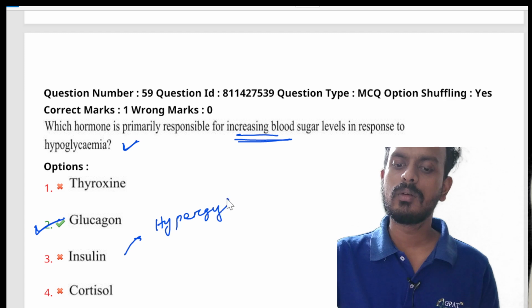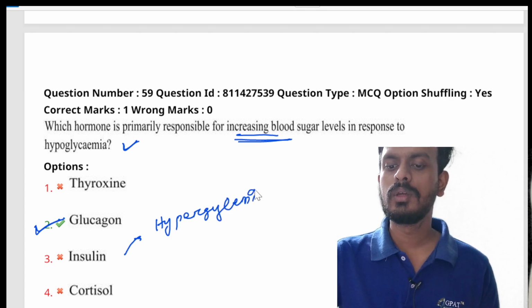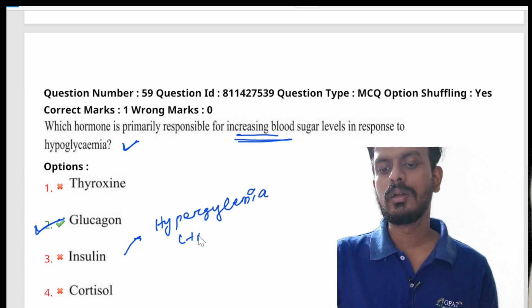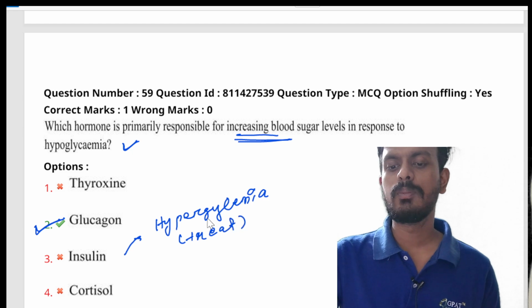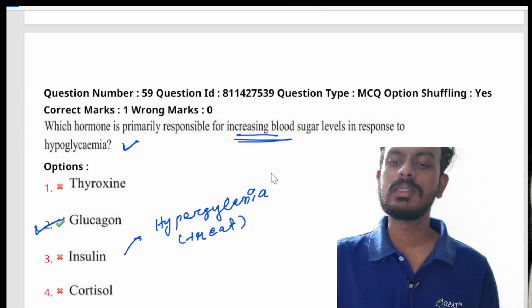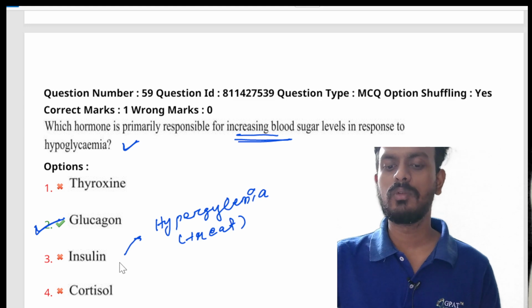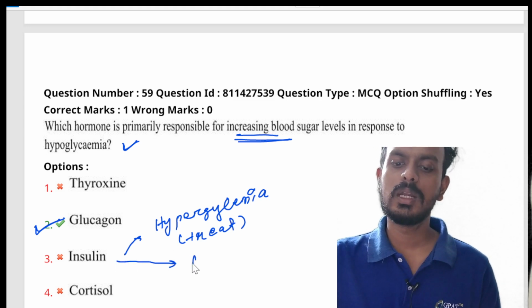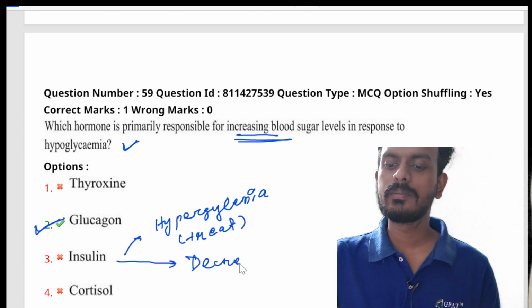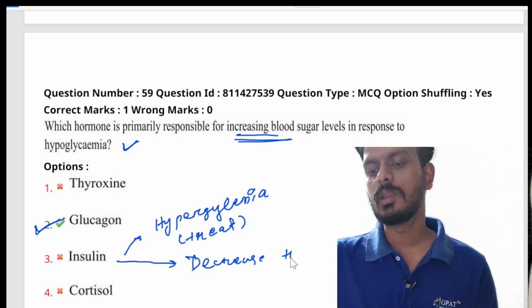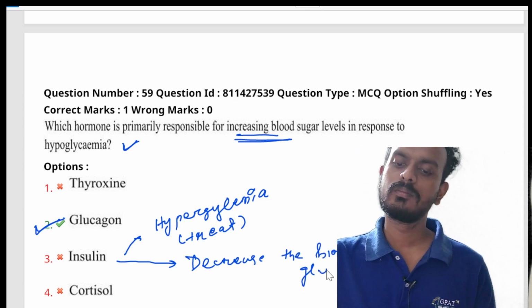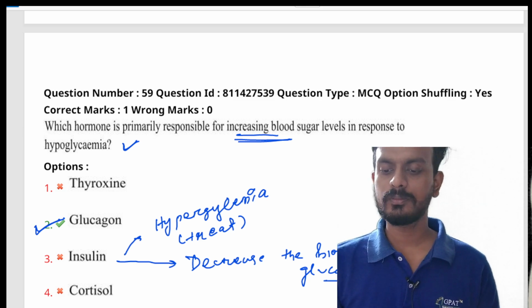Okay, what does insulin do? Insulin treats hyperglycemia. Okay, that means insulin decreases the blood glucose level. So what does insulin do? It basically decreases the blood glucose level.